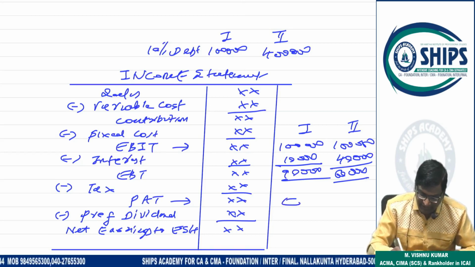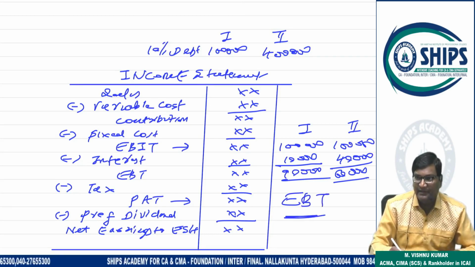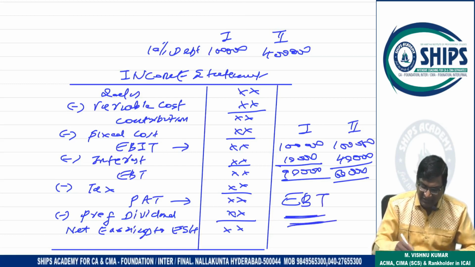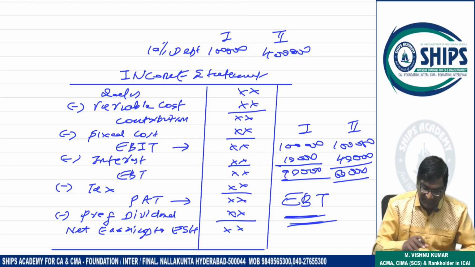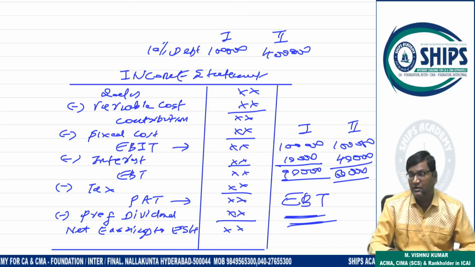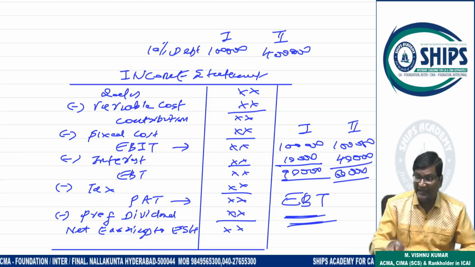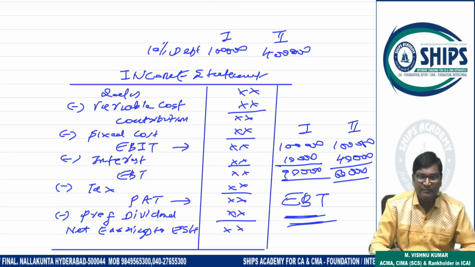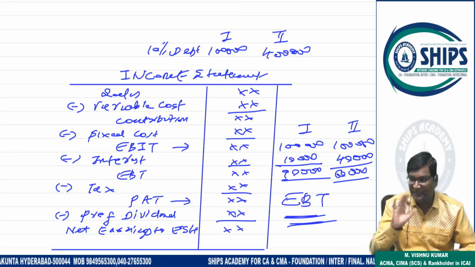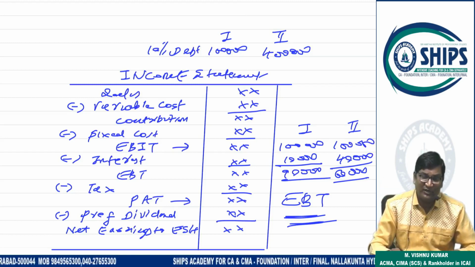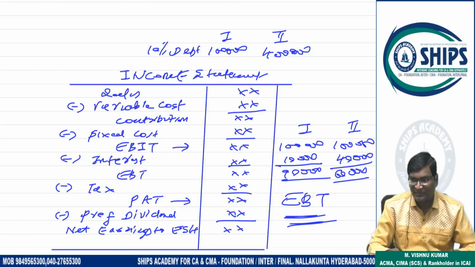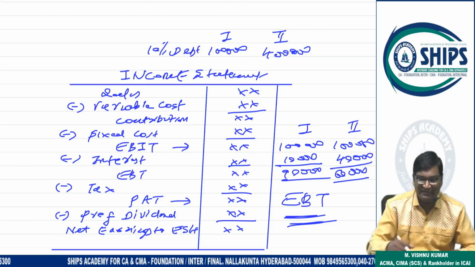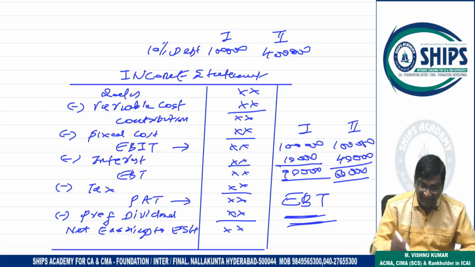So it means your EBT is changing. What is changing? EBT, earning before tax. So due to interest, what is changing? EBT. That's why your finance risk is also defined as variability in EBT. Because EBT is changing or not? So variability means what? Changing. First 90, now 60. Did it change or not? This is called variability. What changed? EBT changed.